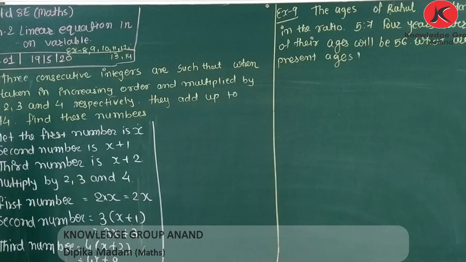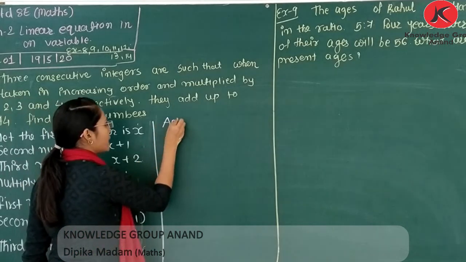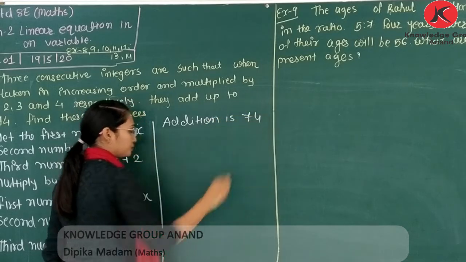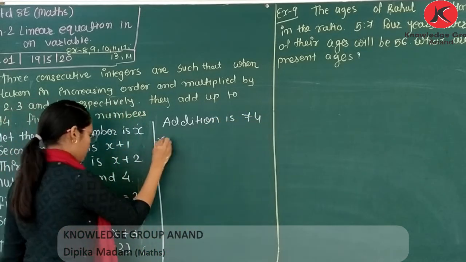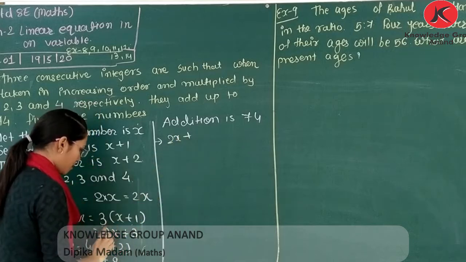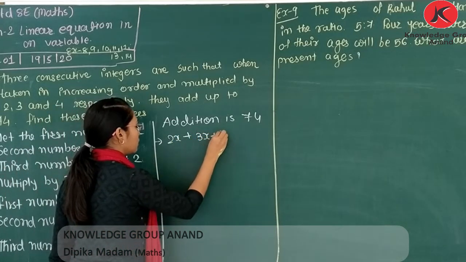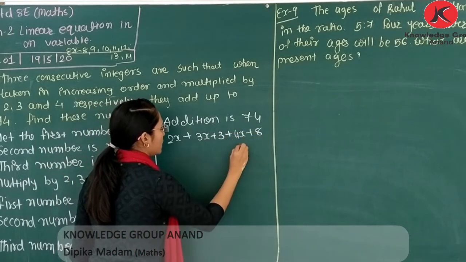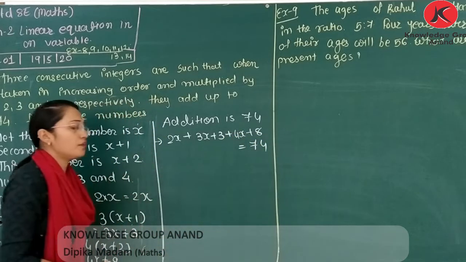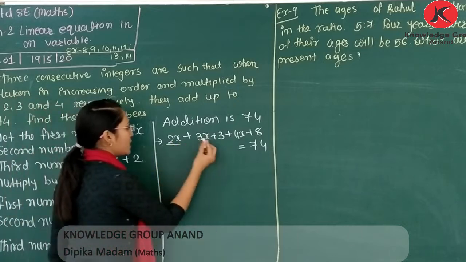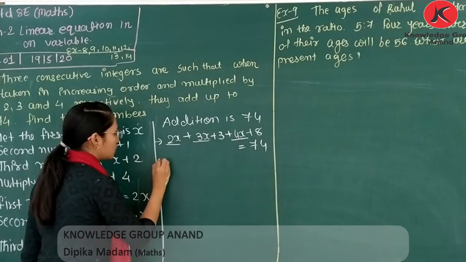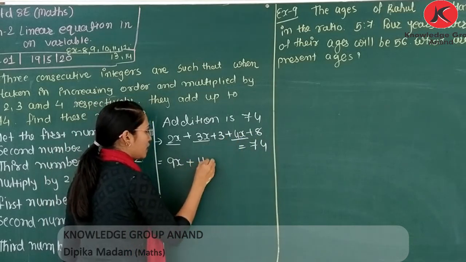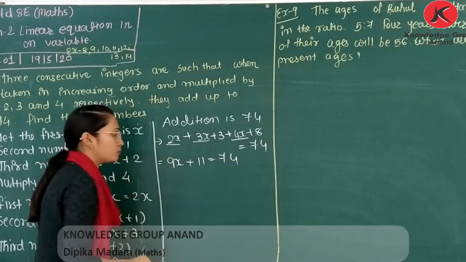They add up to 74. So we can write the addition as 2x plus 3x plus 3 plus 4x plus 8 is equal to 74. Now combine the like terms. 2x plus 3x plus 4x is 9x. 3 plus 8 is 11, equal to 74.